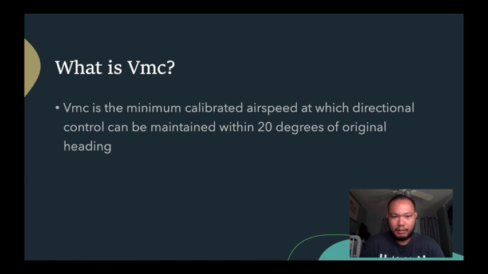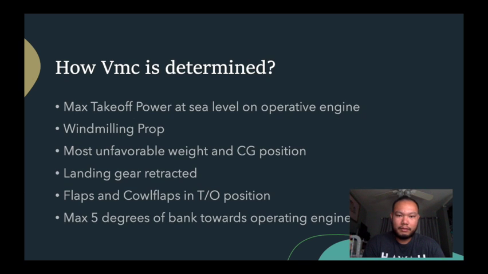Let's talk about VMC. VMC is defined as the minimum calibrated airspeed at which directional control can be maintained within 20 degrees of original heading. How is VMC determined? So VMC: max takeoff power at sea level on the operative engine. So if you're doing the VMC demo and the left engine, you and your instructor decide to simulate a windmilling prop, not a feathered prop, on the left engine, max power on the right engine. And second is the windmilling prop.